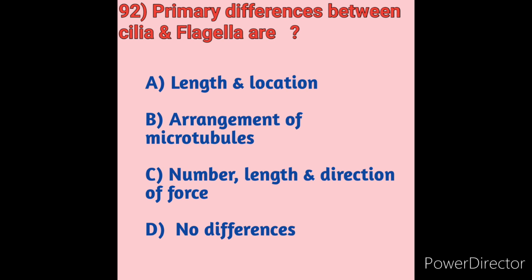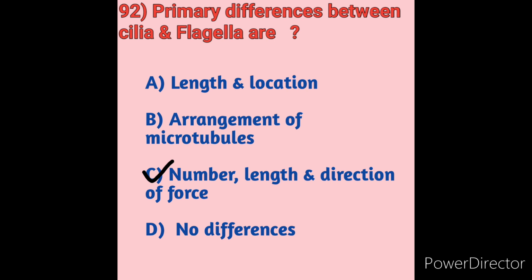What is the difference? The primary difference between cilia and flagella: cilia and flagella are cell organelles that are structurally similar but different in length and function. Cilia are present in organisms such as paramecium, while flagella can be found in bacteria and sperm cells. Cilia are shorter and more numerous than flagella. So here option C is the correct answer. The primary difference between cilia and flagella is number, length and direction of force.